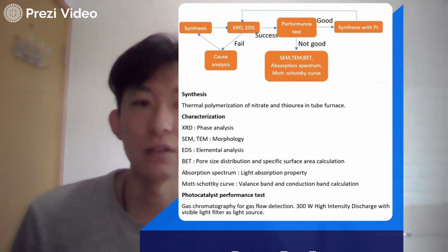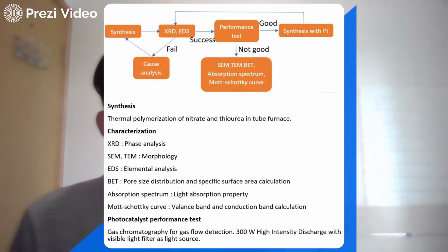The next step is further characterization. Besides XRD and EDS, SEM and TEM are used to gather micrographs of samples, and BET is used to find the pore size distribution and calculate the specific surface area. And the absorption spectrum is used to study the samples' light absorption property and use the data to draw the Mott-Schottky curve to calculate the valence band and the conduction band.